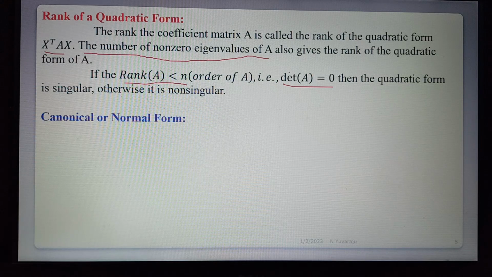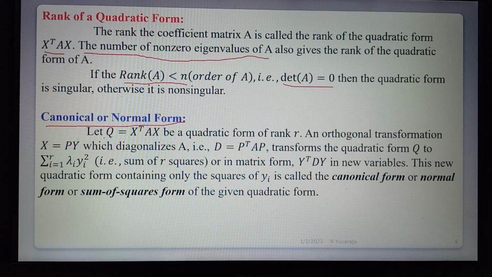So next one, canonical form or normal form. This is an important definition. See the definition. Let Q = X transpose AX be a quadratic form of rank R, and take the orthogonal transformation X = PY. P is a modal matrix, as we already told in the previous lectures. So X = PY is the orthogonal transformation which diagonalizes A, that is, D = P transpose AP.